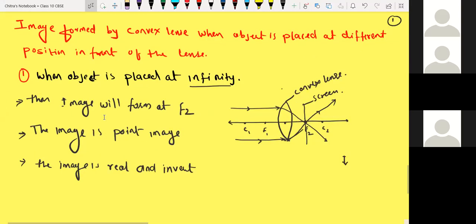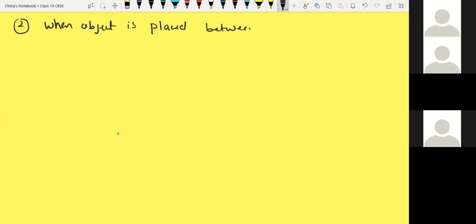Now the second condition. Let the object be placed beyond the first focus. So between infinity and focus, we'll place the object. The condition is when the object is placed beyond 2F1, between infinity and focus. Which focus? F1. We are taking F1 according to our diagrams.